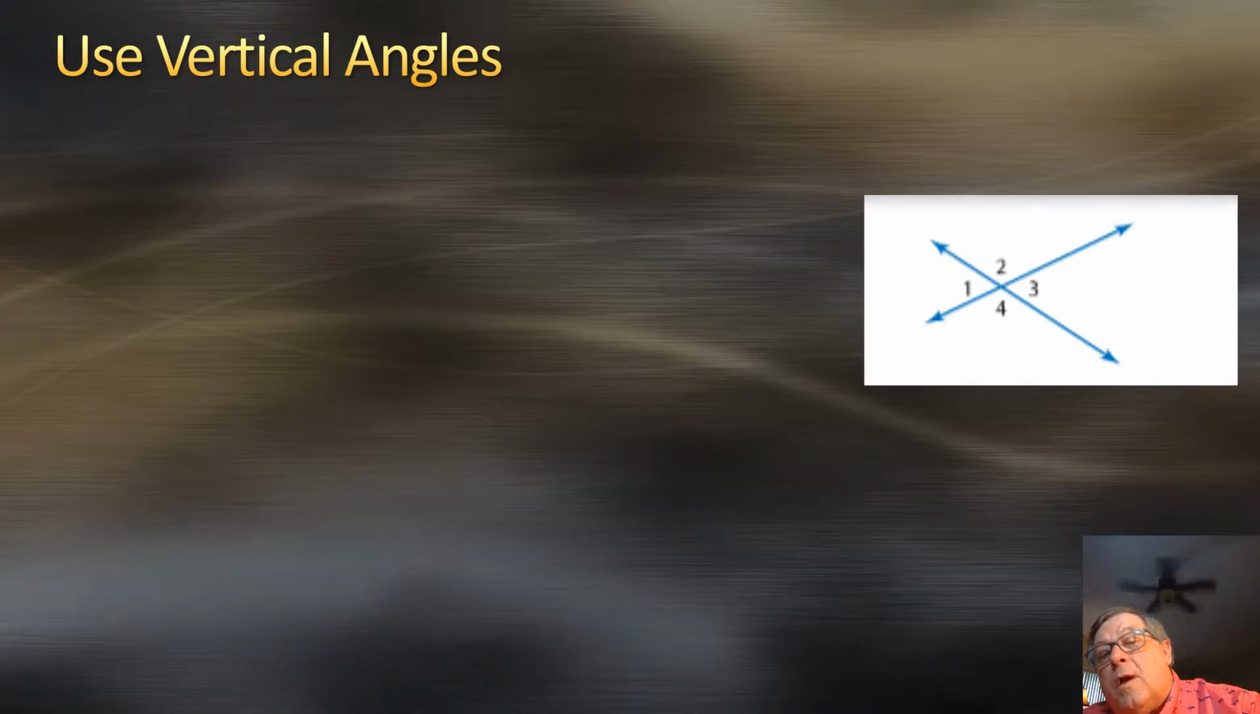So in this example right here, angle 1 and angle 3 are opposite each other. So are 2 and 4. 2 and 4 are also opposite each other. They also are vertical angles, and they're going to be congruent.